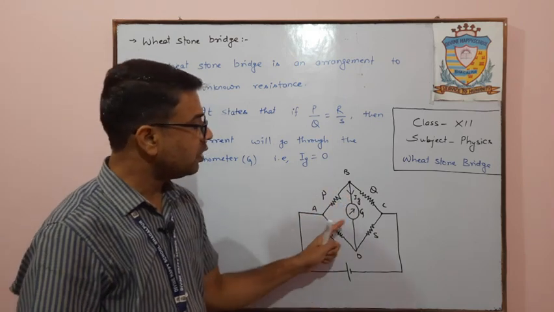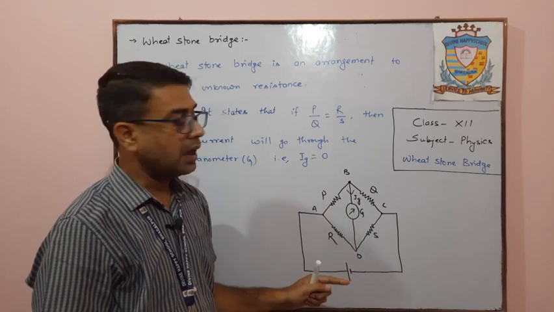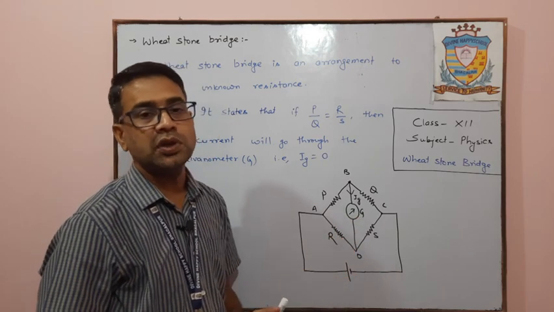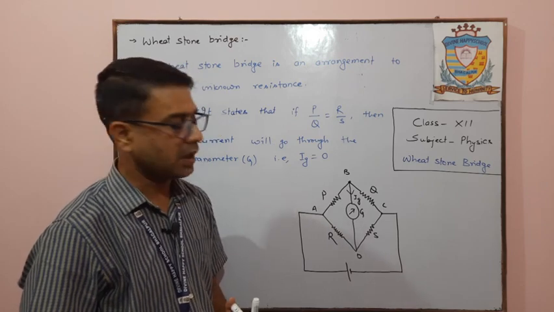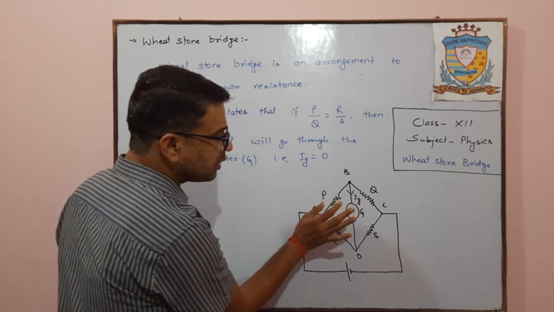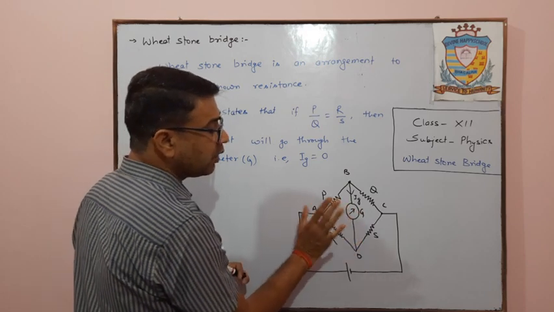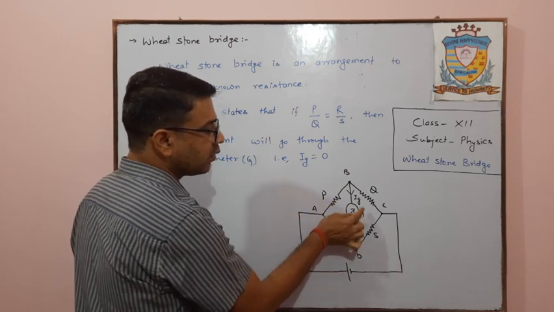Now the question is, what do you mean by galvanometer? Galvanometer is a device which is used to detect any small change in current. Clear? So if there is any small change in current, it will detect it.